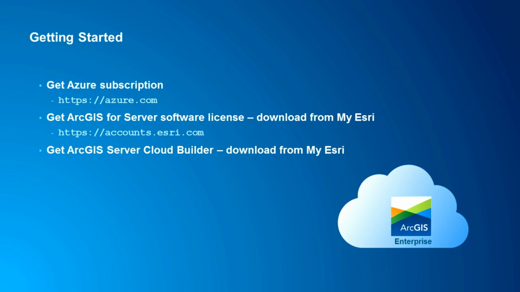The next thing you'll want to do is get your ArcGIS server and software license. You will download that from Esri, just the way you do regularly. And the third step is you'll get the ArcGIS Server Cloud Builder. You download that from Esri. And with that, I'll just switch over to a quick demo.